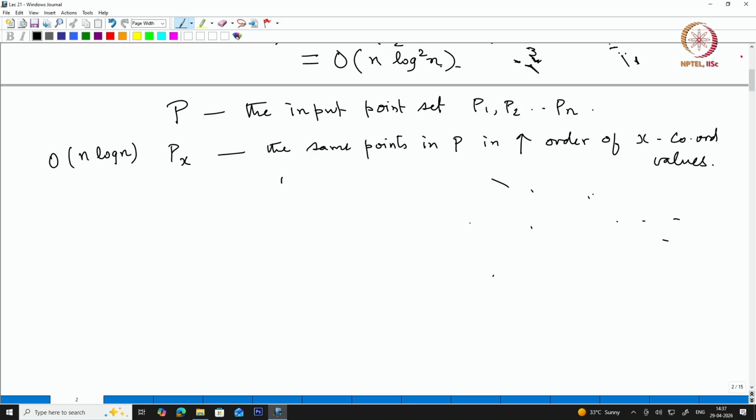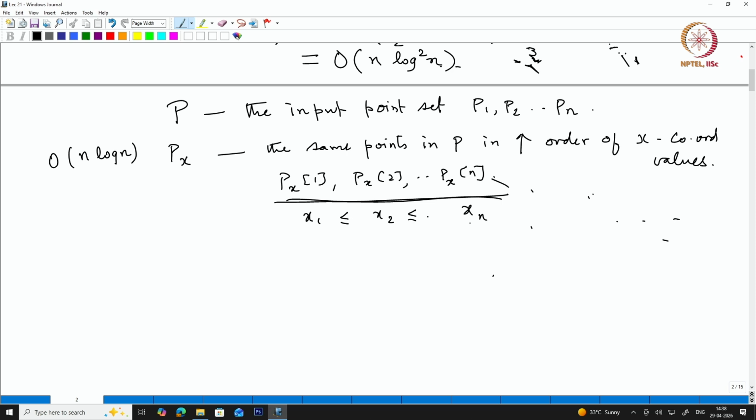So, you are going to call this as Px1, Px2, like this you can call them as Pxn as the n points. These are their x coordinate values, you call it as x1, x2 symbolically. If you denote, then these are in the increasing order of x values.